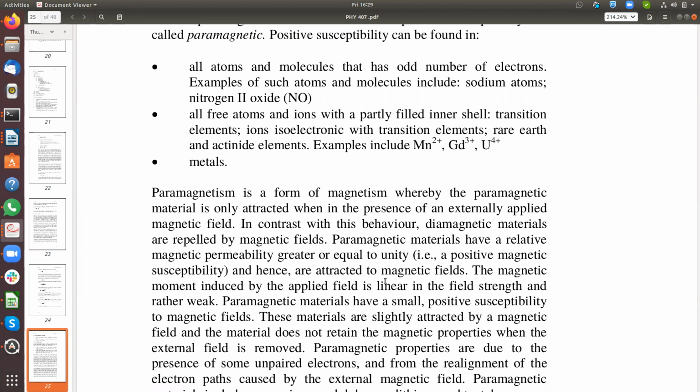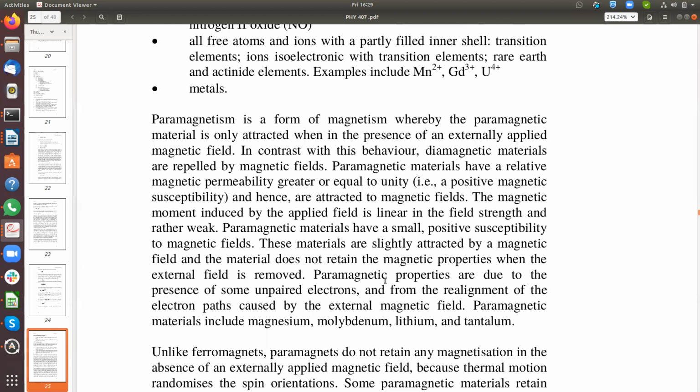So paramagnetic materials have a relative magnetic permeability greater than or equal to 1. That is positive magnetic susceptibility, and hence they are attracted to magnetic fields. The magnetic moment induced by the applied field is linear in the field strength and rather weak. So paramagnetic materials have a small positive susceptibility to a magnetic field. These materials are slightly attracted by a magnetic field, and the material does not retain the magnetic properties when the external field is removed.